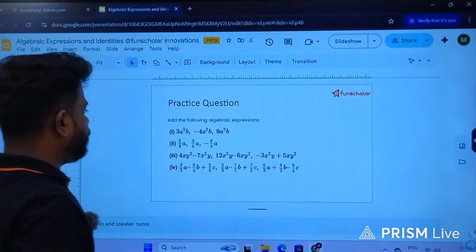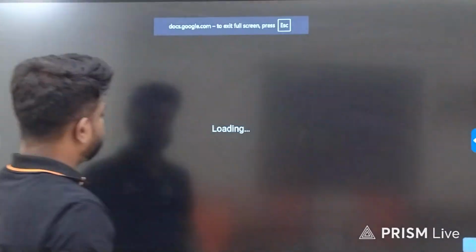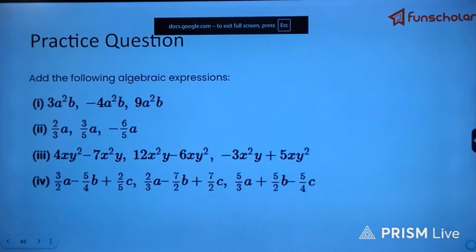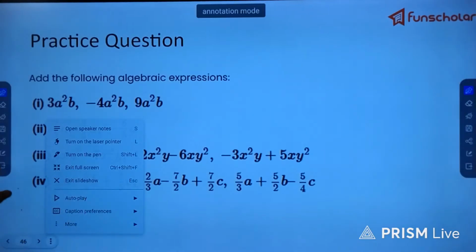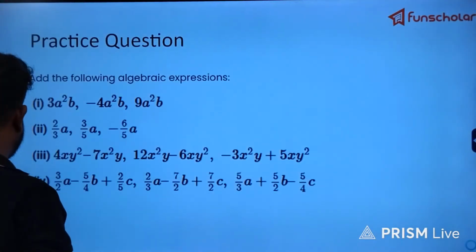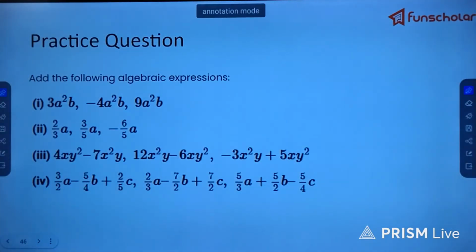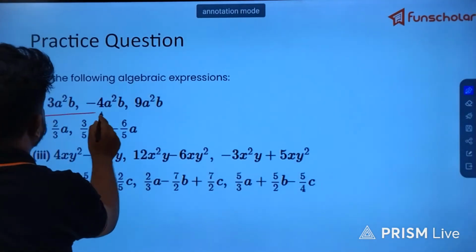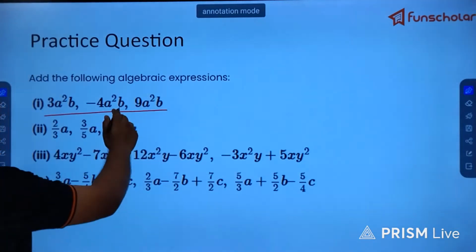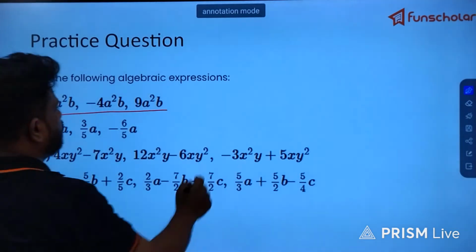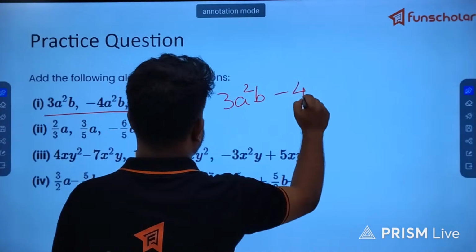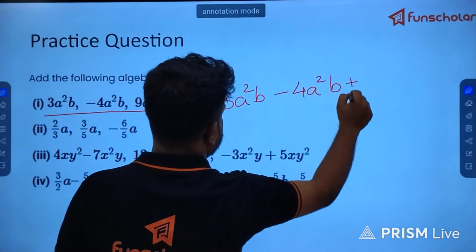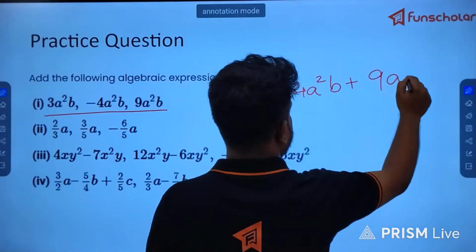Okay, so here we have to add all of them. Here they have asked us to add the following algebraic expressions: 3a square b, minus 4a square b, comma 9a square b. So just write it down: 3a square b minus 4a square b plus 9a square b.